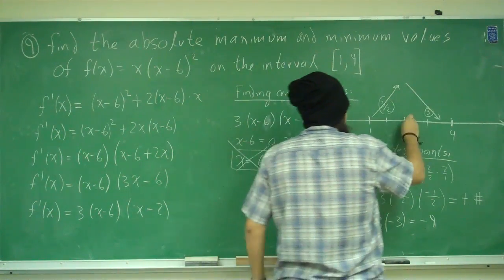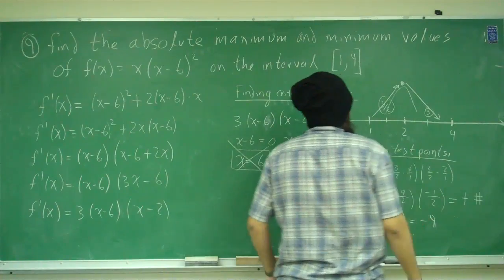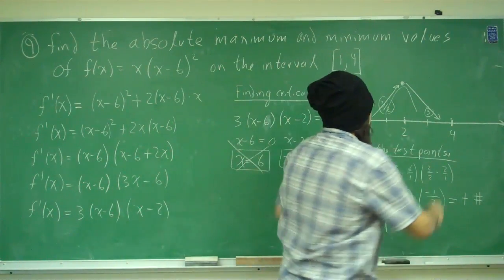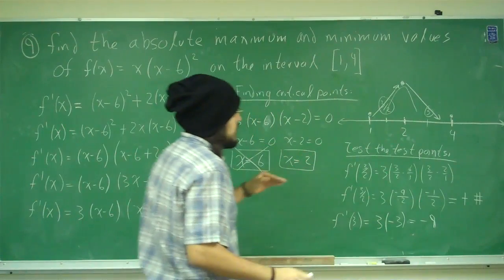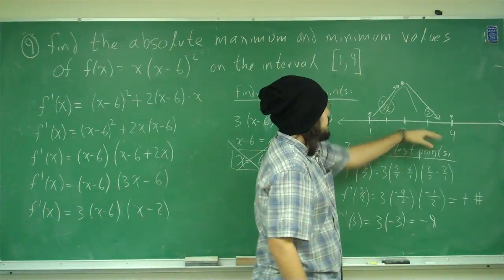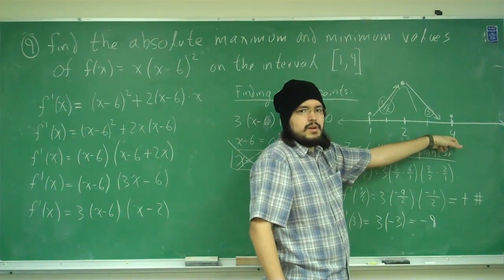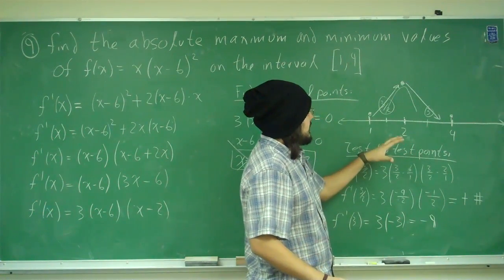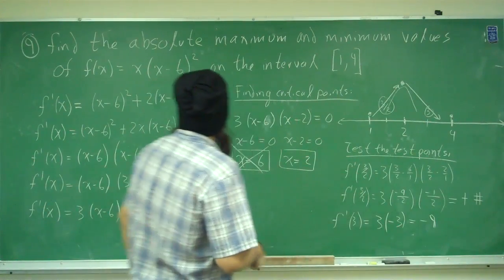So what does that mean? At 2, there is a maximum, and then at 1 and 4, there are minimums. Okay, so we know the absolute min is the lowest one. So we have to find out which one's lower, either at x equals 1 or at x equals 4. We already know the absolute max is at x equals 2. So we want to find that.